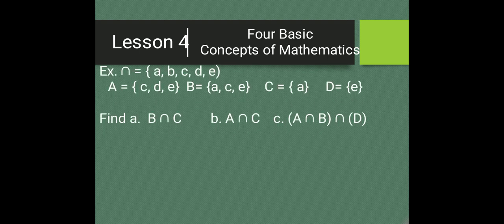Okay. Say for example, okay, class, baliktad yan, yung example. Yung symbol na yan is dapat universal yan. So, ang universal set natin is A, B, C, D, and E. Okay, pabaliktad yan.